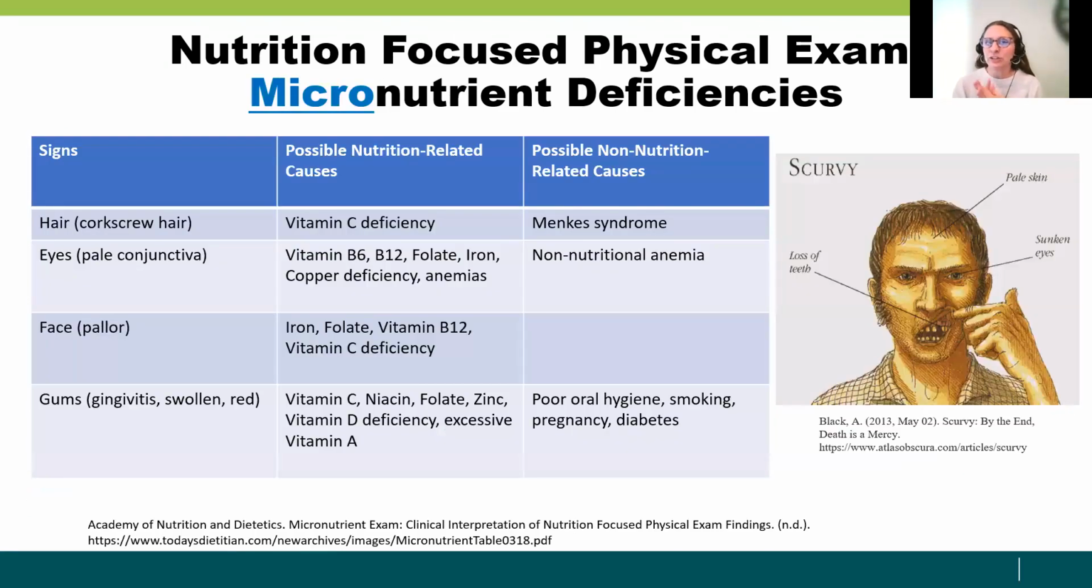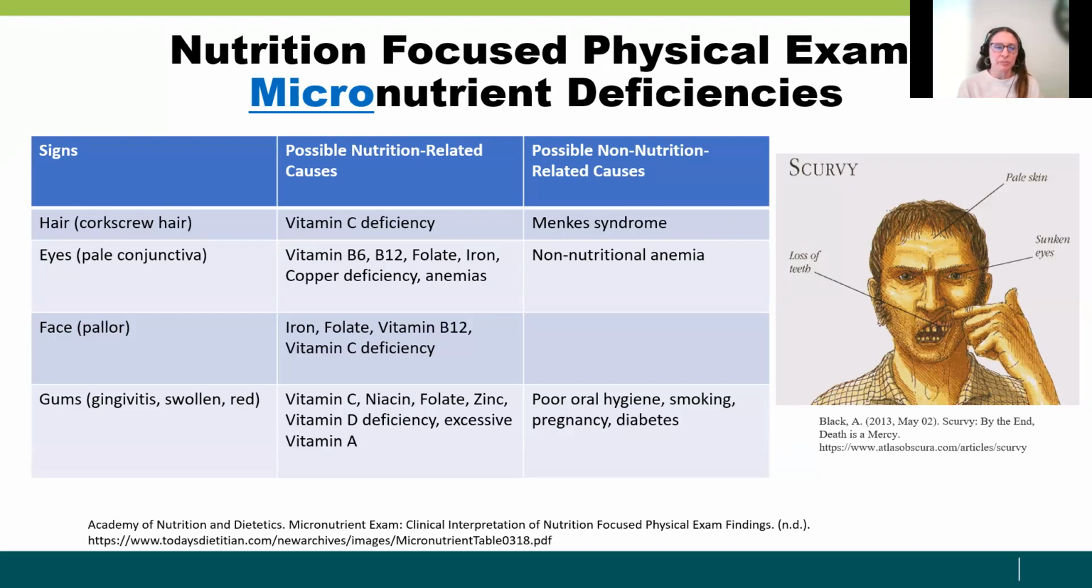Other signs of nutrient deficiency: looking at the hair. Has there been a lot of hair coming out? If we take some hair and go like this, are we losing hair? Or are there little curly hairs on the arms or legs, indicating corkscrew hairs? This might be a vitamin C deficiency. Looking at the eyes and the conjunctiva, we can look at the insides of the eyes for possible nutrient deficiencies like B6, B12, iron, anemias, and copper deficiency.